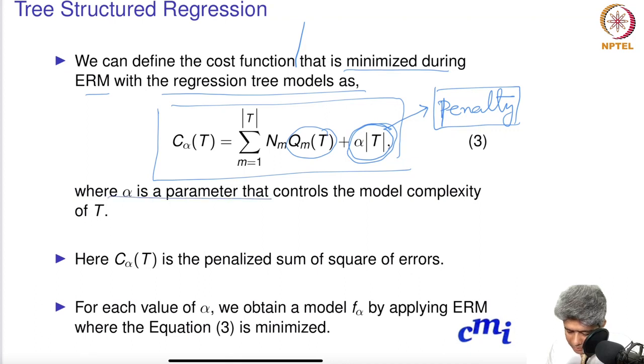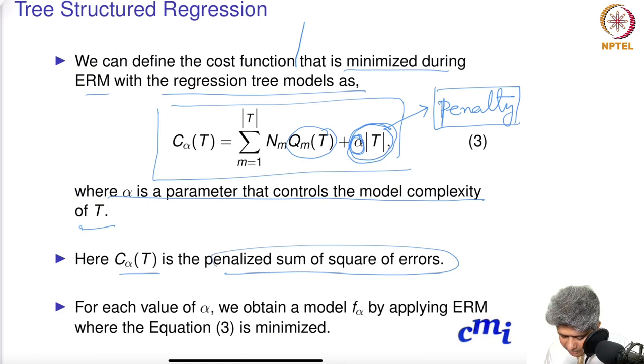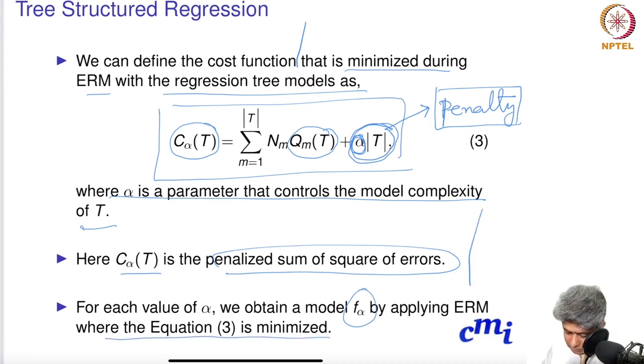Alpha is the parameter that controls the model complexity of the tree, that is, how much model complexity you will allow. So alpha is the tuning parameter and |T| is the L1 penalty, where C alpha(T) is the penalized sum of squares of error. For each value of alpha, you obtain an f of alpha by applying ERM, where the equation is minimized.